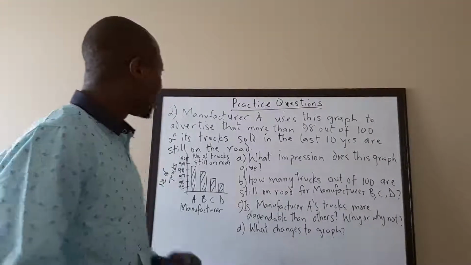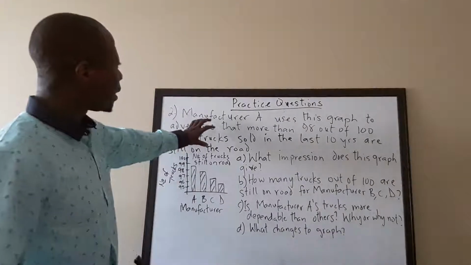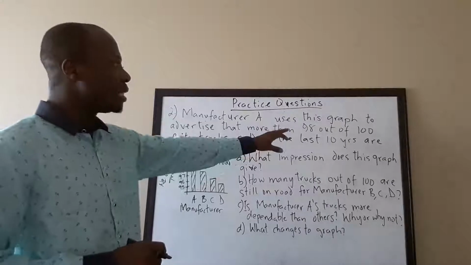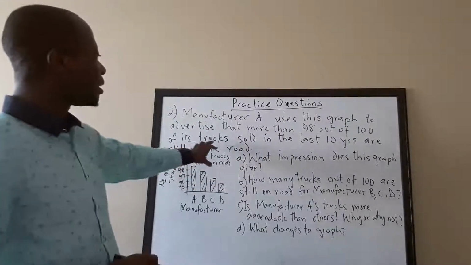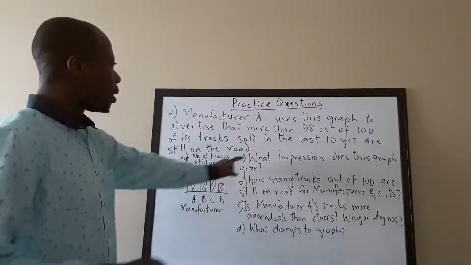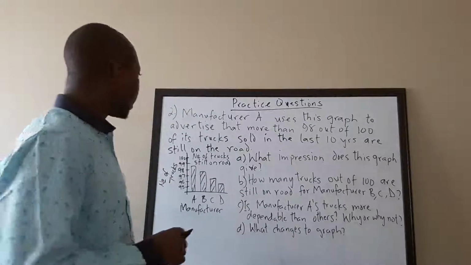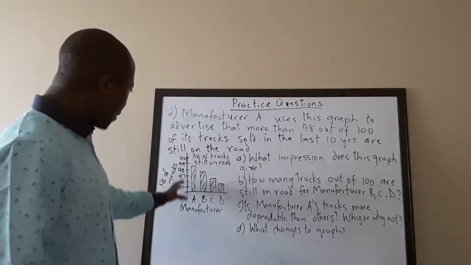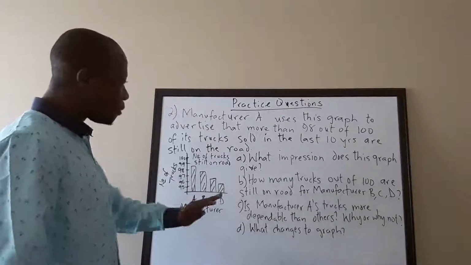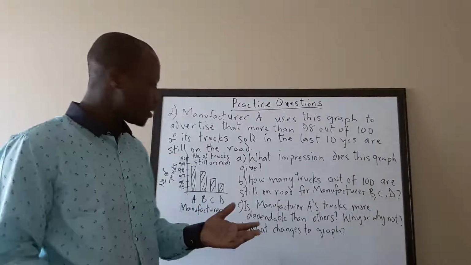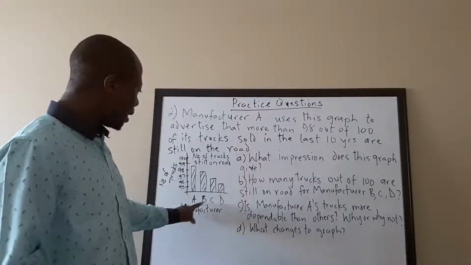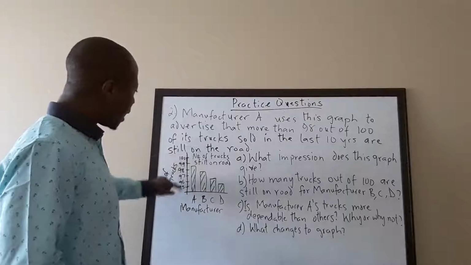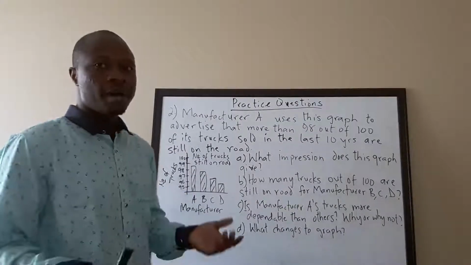Alright, so number 2. Manufacturer A uses this graph to advertise that more than 98 out of 100 of its trucks sold in the last 10 years are still on the road. So we have a bar graph here. We have 4 manufacturers for trucks: Manufacturer A, B, C, and D. Manufacturers here. We have the number of trucks here out of 100.